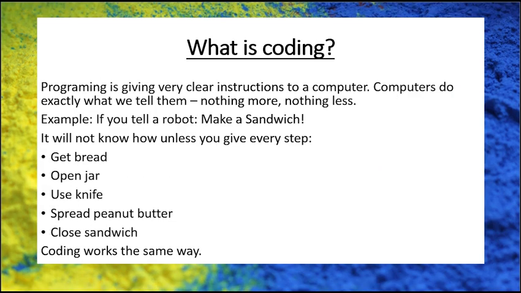What is coding? Programming is giving very clear instructions to a computer. Computers do exactly what we tell them, nothing more and nothing less. Example, if you tell a robot to make a sandwich, it will not know how unless you give it every step. Give bread, open jar, use knife, spread peanut butter, and close sandwich. Coding works the same way.